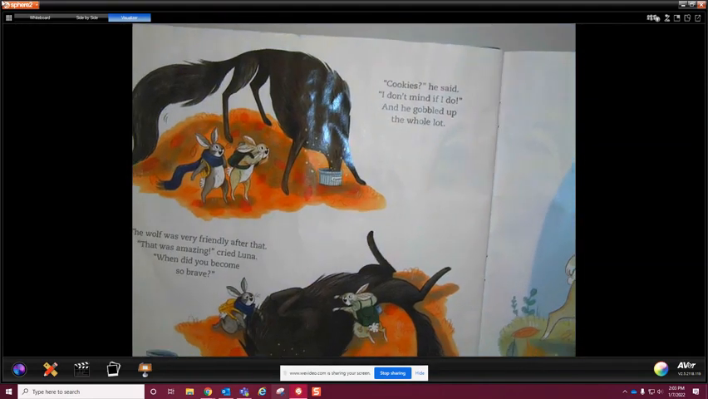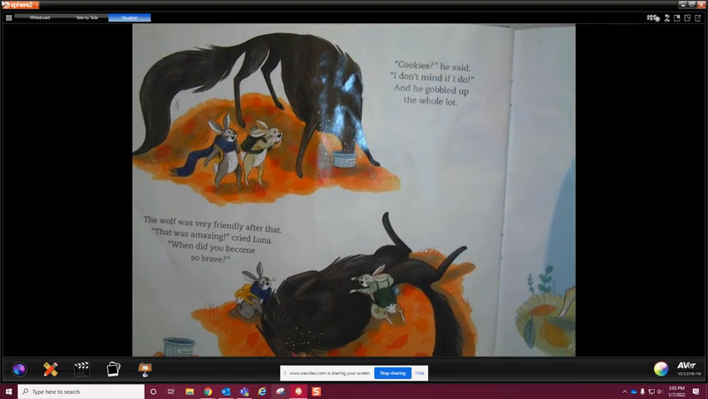"Cookies," he said. "I don't mind if I do." And he gobbled up the whole lot. The wolf was very friendly after that.